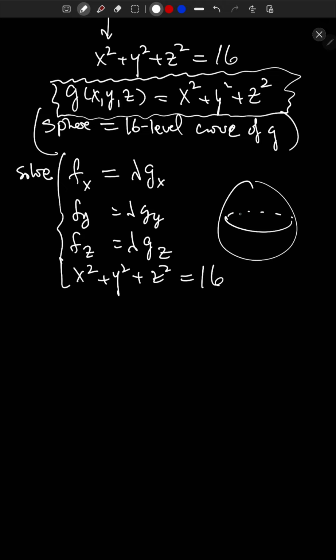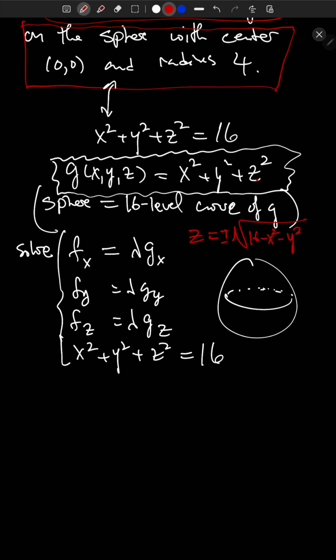So just think about how you would have done this previous to 15.8. Probably you would have to get rid of the z variable, where you write z as square root of 16 minus x squared minus y squared, plus or minus, of course. So you would have to actually split the problem into 2 pieces: z equals plus that and z equals minus that. So already you can see it's going to be a pain.